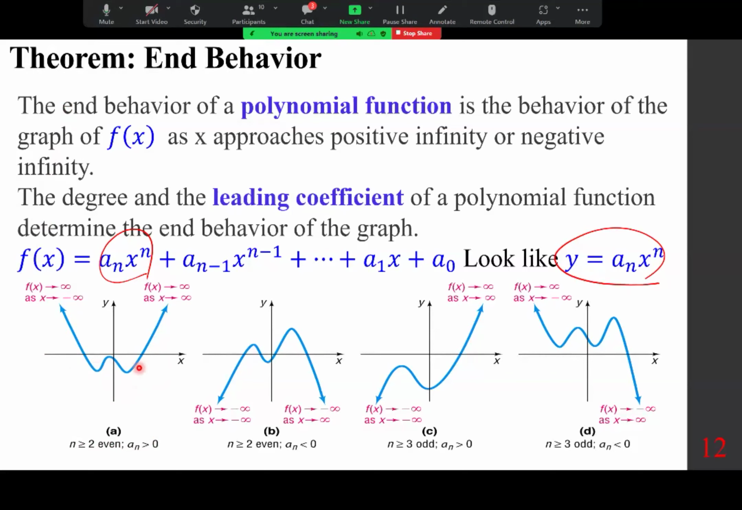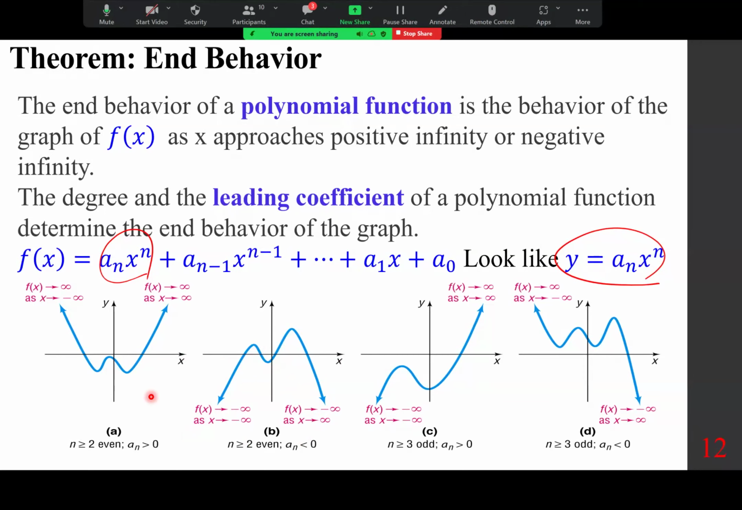This one is the same as this one, but the leading coefficient is negative. Okay, so this number is negative. These two, the only difference is that this number is positive or negative. And so as x gets larger, when x goes to infinity, y goes down to negative infinity. When x goes to negative infinity, y, remember, y or f of x, they both go to negative infinity. And of course, n is larger than or equal to 2, the same reasoning that I mentioned.